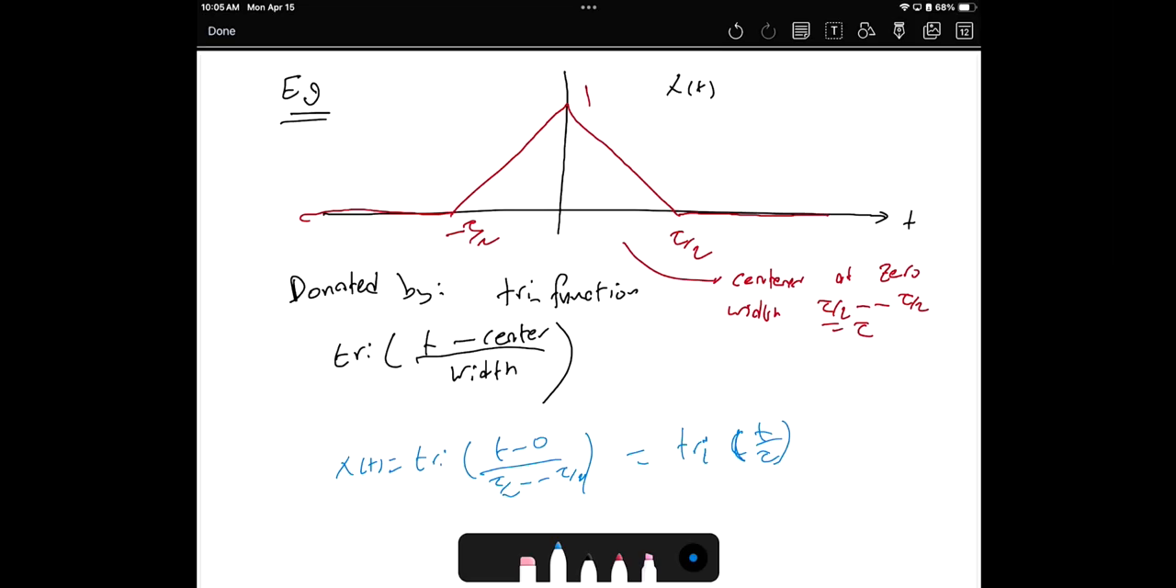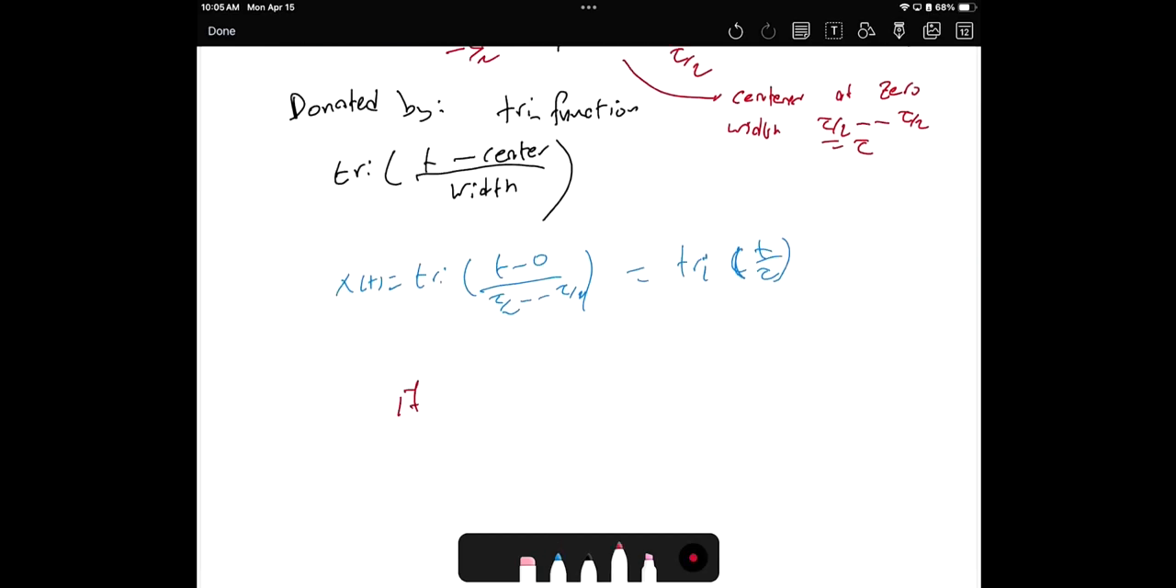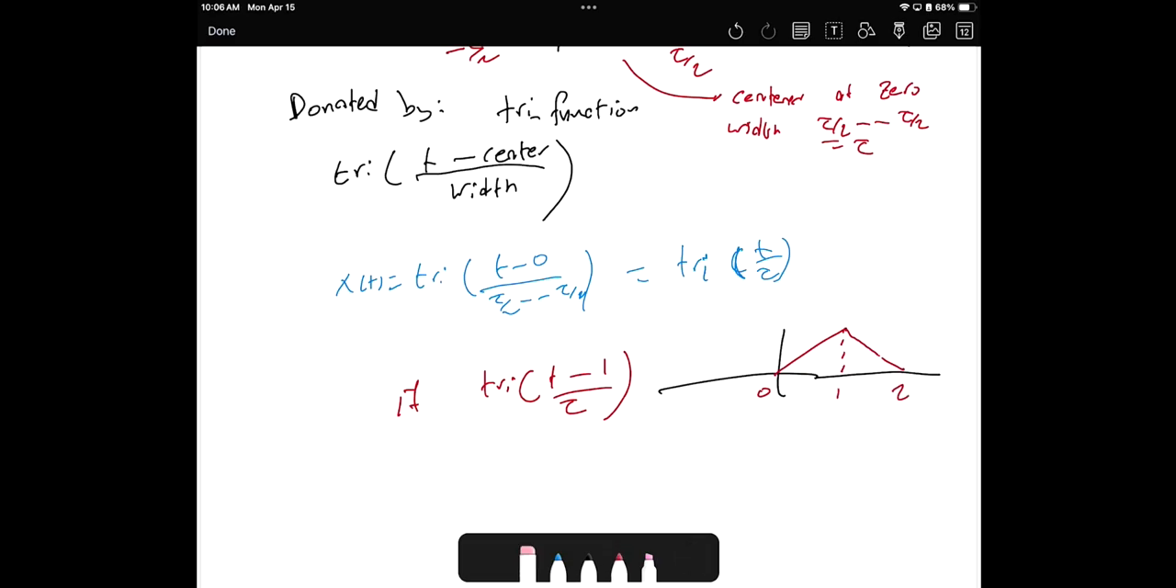If for example it is tri of t minus 1 over tau, this means the tri function will be centered at 1. Then here is, for example, 0, here is tau, then here's, for example, centered at 1. So we can say that, for example, tau is 2, as an example. Okay, so you need to keep this in mind and how to draw it.